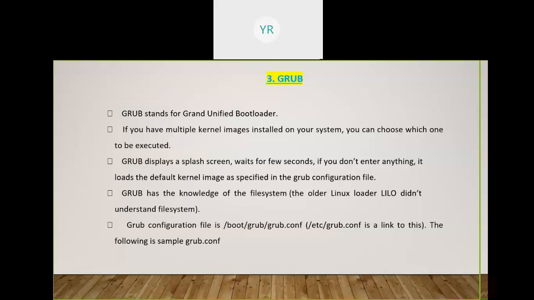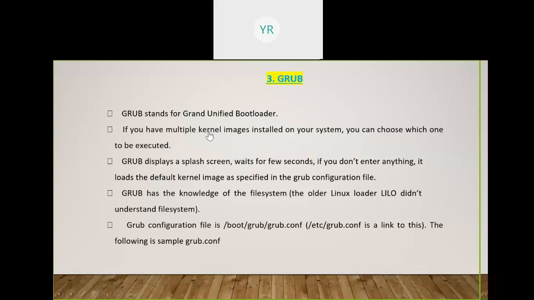If you have multiple kernel images, that means in the Linux OS, you can have multiple kernels. You can have different kernel images installed on your system, and you can choose which one to be executed. That means you can have different kernel images like 2.6, 2.8, 3.10, 4.8, a lot of kernel images. If you install multiple kernel images on your system, you can choose which one you want to boot. That information is in GRUB.